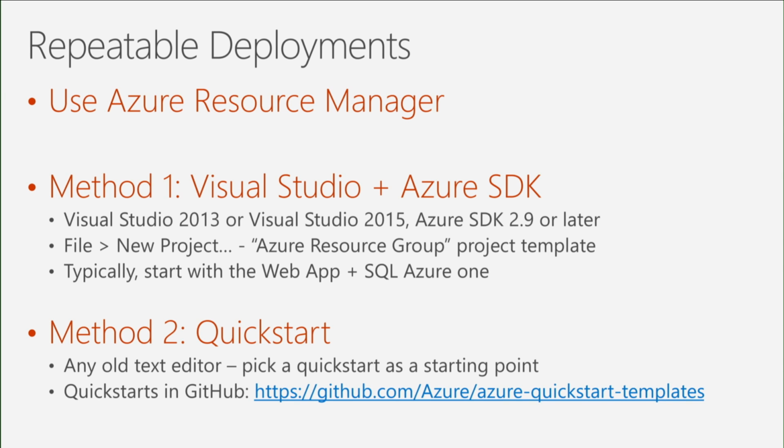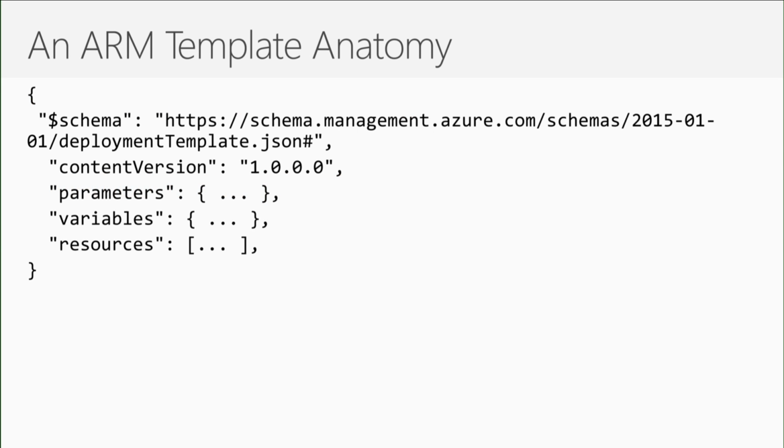We have this thing called the Azure Resource Manager, and that will allow us to create JSON files that can be used for deployment. We can check in JSON files, they're just text, and that allows us to do repeatable deployments. There are two methods, depending on whether you have Visual Studio installed or not. If you have Visual Studio installed, you can use the new Azure Resource Group project template to create one of these. If you don't, any old text editor will do. They're just JSON files, and we have a whole bunch of quick starts out on GitHub for many of the different project types.